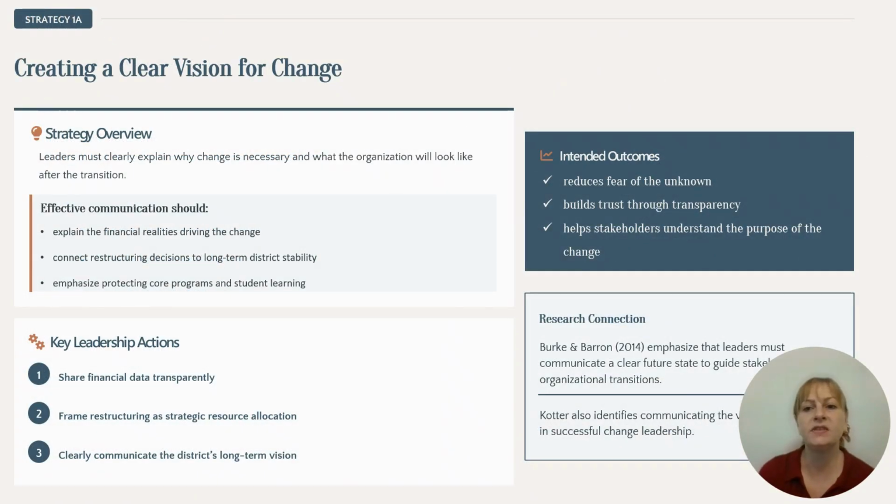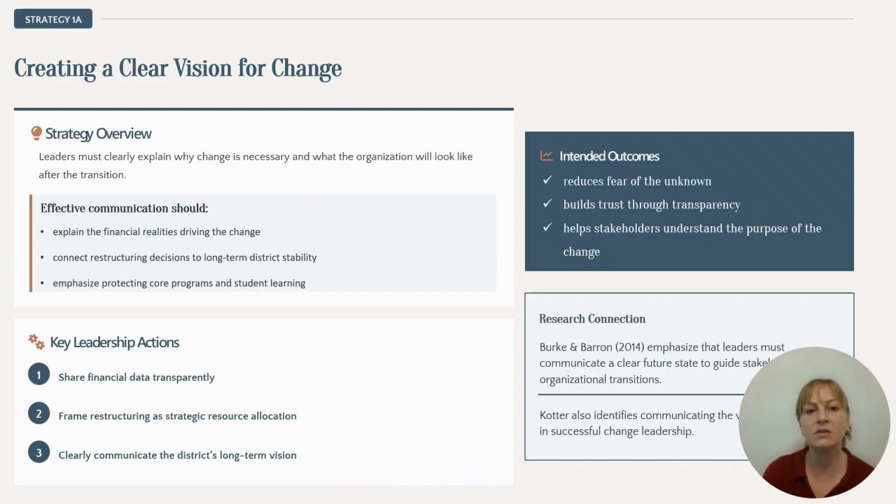Before leaders can successfully implement organizational change, they must first clearly communicate why the change is necessary and what the organization will look like moving forward. When stakeholders do not understand the reasons behind a decision, they're more likely to resist it or assume that the change is arbitrary. Because of this, educational leaders must communicate the financial realities and organizational challenges that are driving the change. In the case of ABC School District, decreased state funding and rising operational costs require the district to restructure in order to remain financially stable.